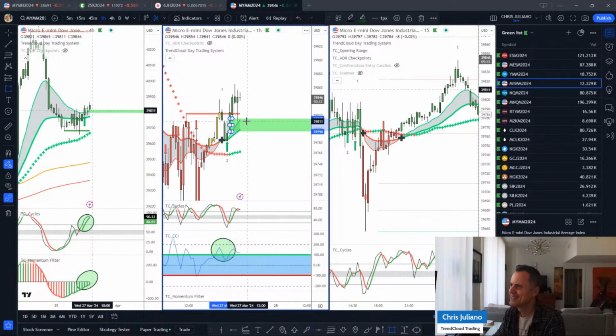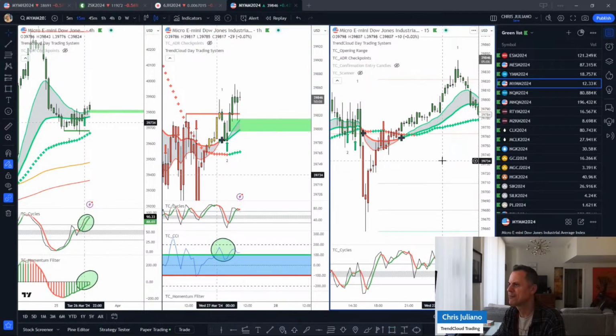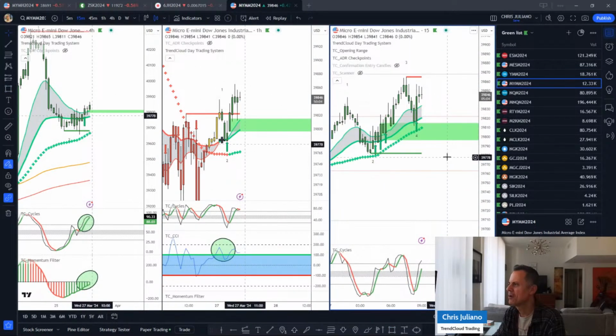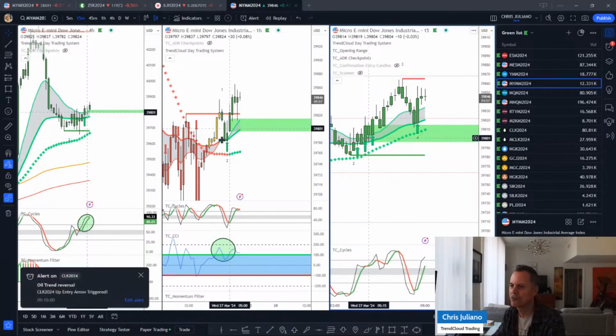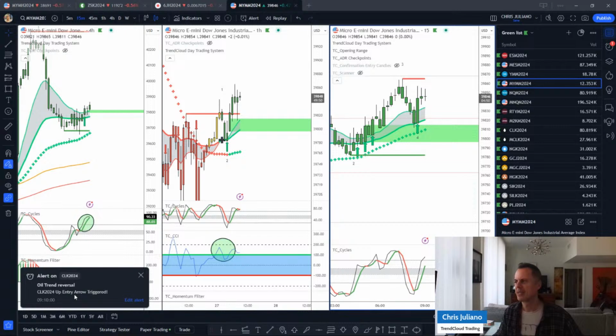And look what it did. It pulled back, hit that 1-hour trend cloud, and rallied off of it. What does that look like on your low time frame? Well, there it is. Here's all your trend cloud signals. Trend cloud is doing the work for you guys. Crude oil is now making a move. We just got a signal for that. Trend cloud is doing all the visual work for you.